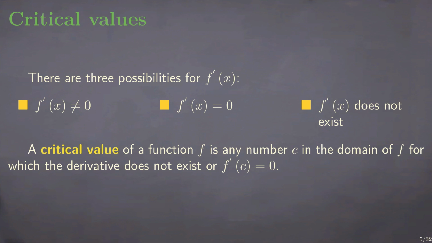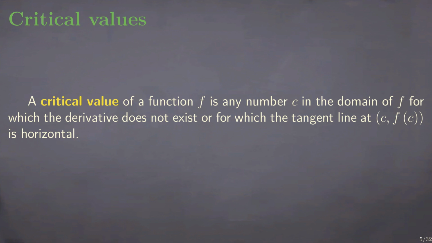Now remember that the derivative of f at x equals c being zero means that the tangent line to the graph at the point with coordinates (c, f(c)) is a horizontal line. Then we can rephrase the definition of critical values like this: a critical value of f is any number c in the domain of f for which the derivative does not exist, or for which the tangent line at the point with coordinates (c, f(c)) is horizontal.